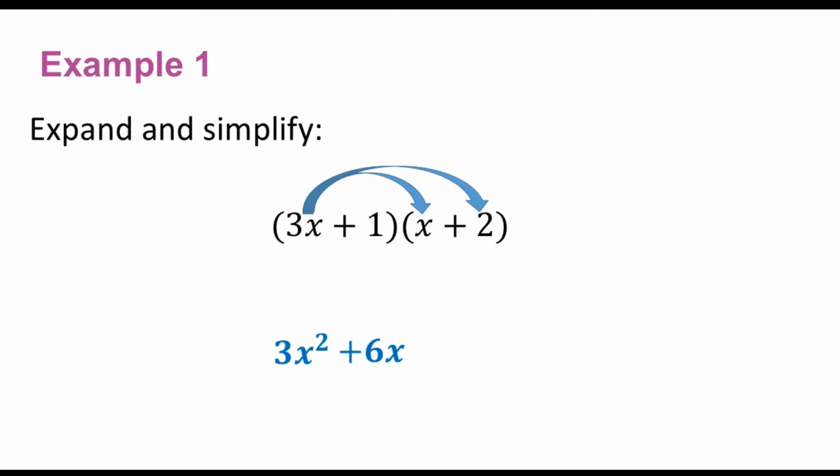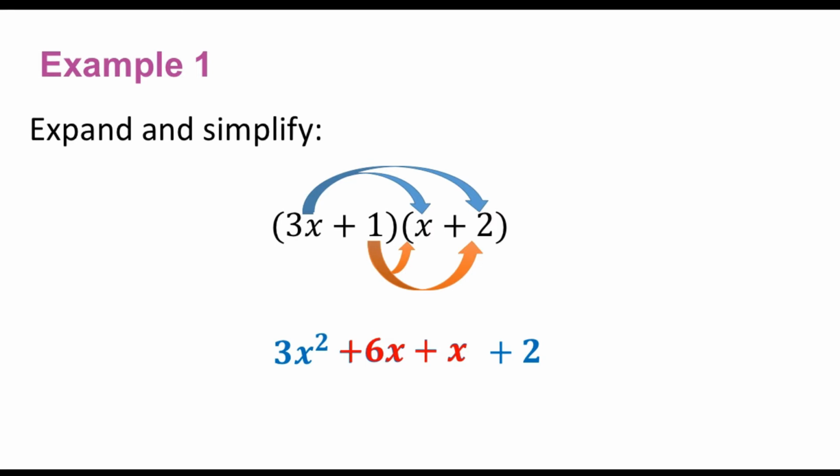Now I'm going to be using the second term in my first bracket to multiply each term in my second bracket. So that's positive 1 times x, that's positive x, and that's a positive 1 times a positive 2, that's positive 2. I look to see if there are any like terms for me to simplify. In this case, we can agree that 6x and positive x, they're like terms, so I can simplify those.